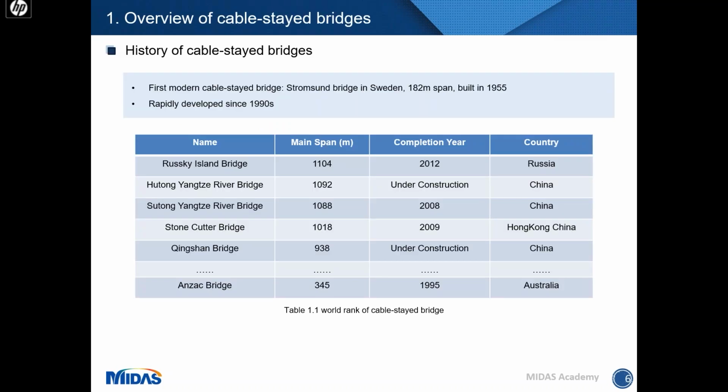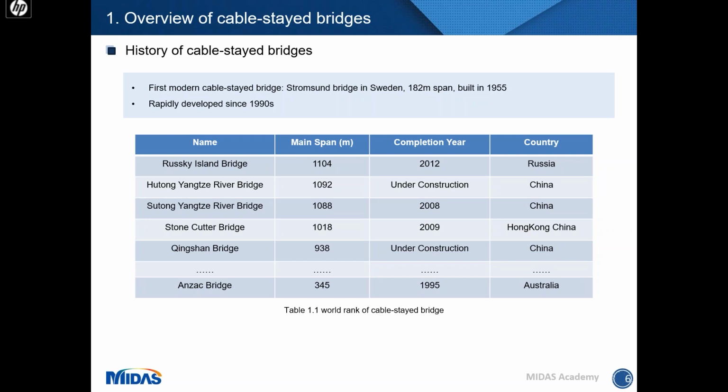I think it's good that we know a bit about the history of cable-stayed bridge. The first modern cable-stayed bridge is usually considered as Strömsund Bridge in Sweden, which has a 182-meter span, built in 1955. And the cable-stayed bridge has been developed rapidly since the 1990s.